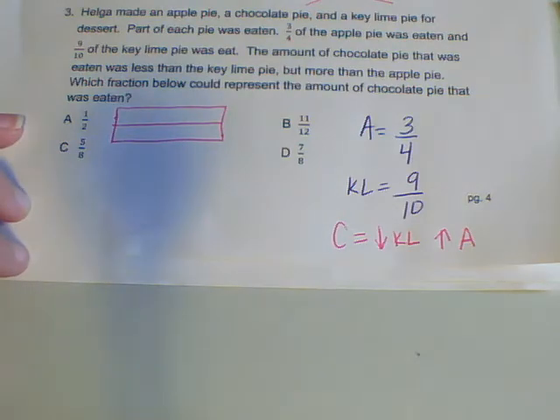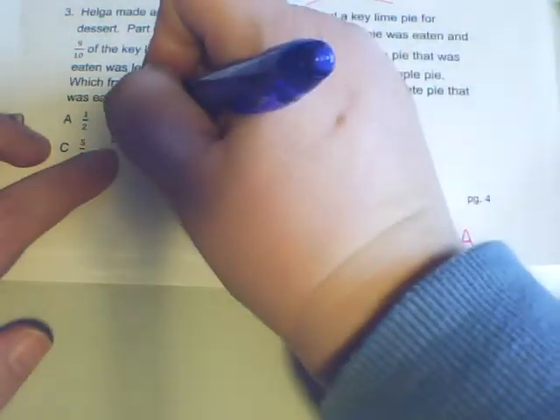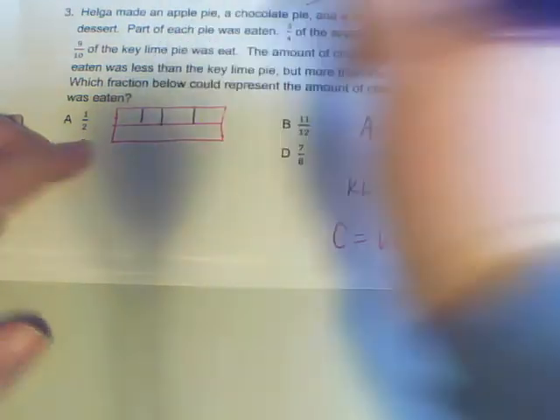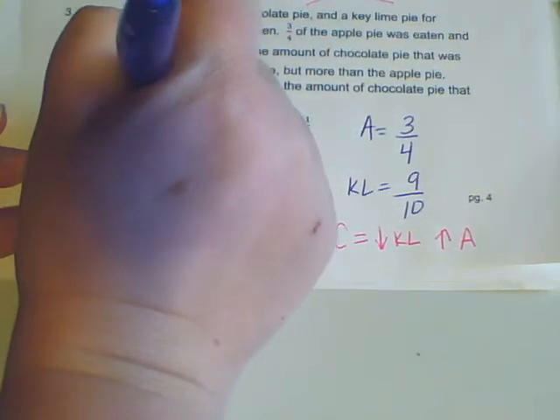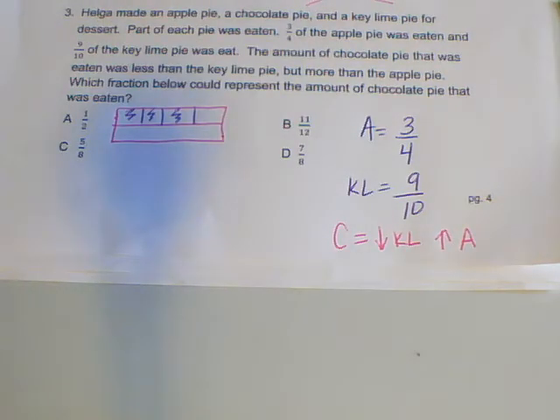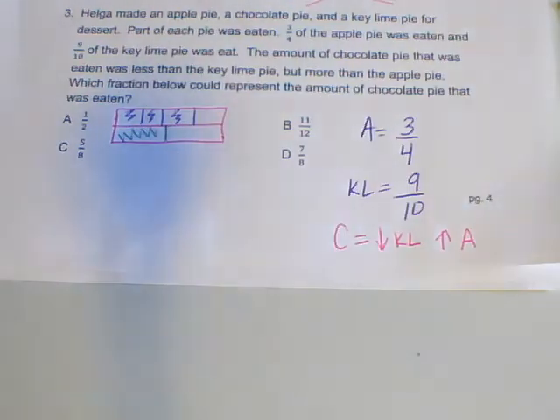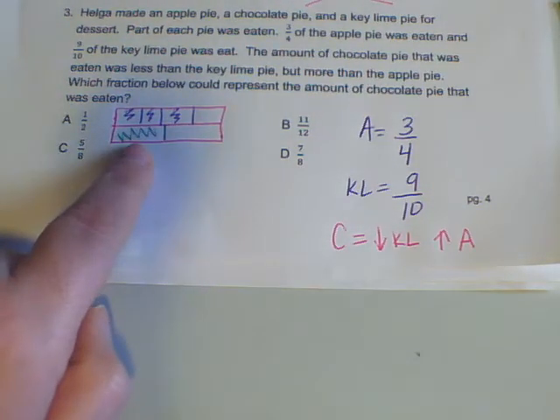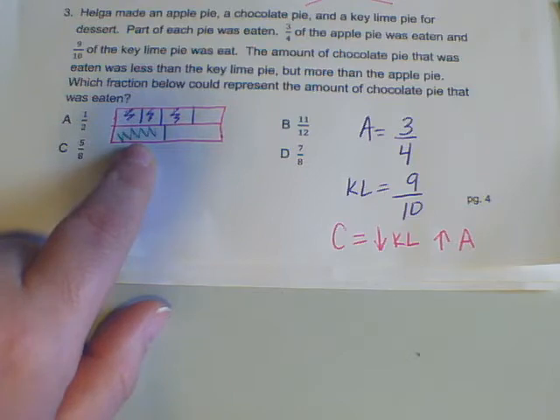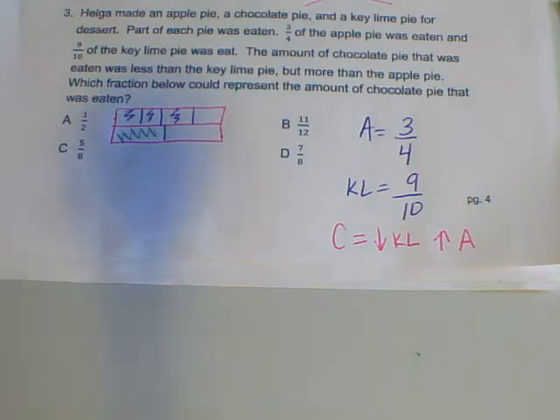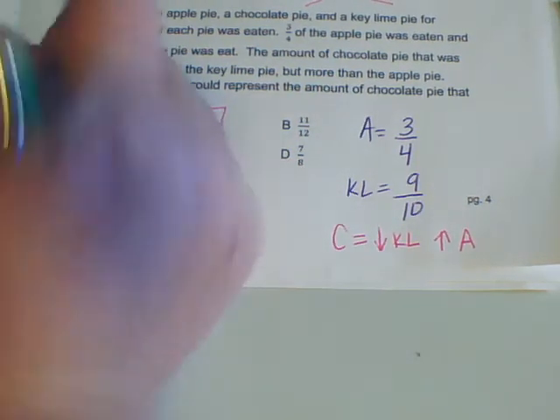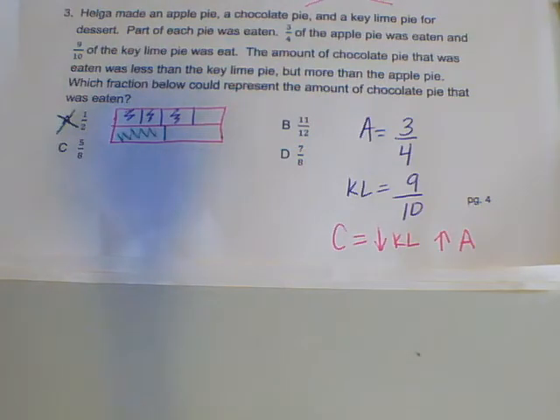Okay. I'm going to compare this to 3/4, to the apple. I'm going to shade in 3 parts of it. That's my 3/4. I'm going to compare it to the 1/2 and see, is 1/2 greater than 3/4? Here's my 1/2. It looks like 3/4 is greater than 1/2. So we know that A, 1/2 could not be the right answer. There's no way it could be the right answer.